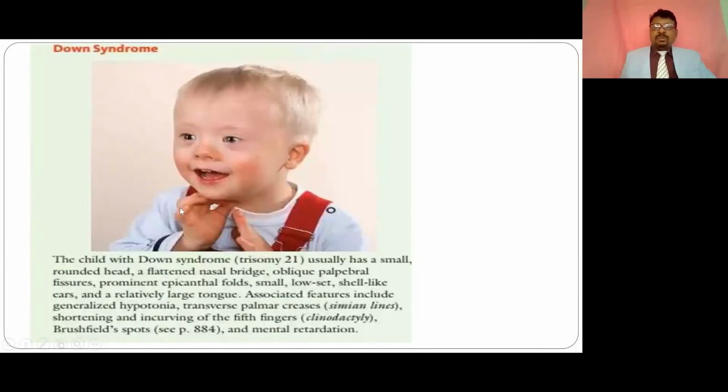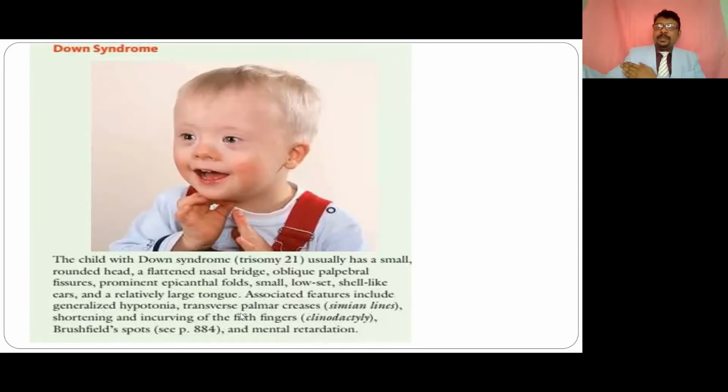Coming to another type of face, Down syndrome. Down syndrome is a genetic disorder. The face usually has a small rounded head and a flattened nasal bridge. The forehead and nose are flat, with oblique palpebral features, and a relatively large tongue. Their tongue will be large. These associated features include generalized hypotonia; their muscle tone is very weak or reduced.